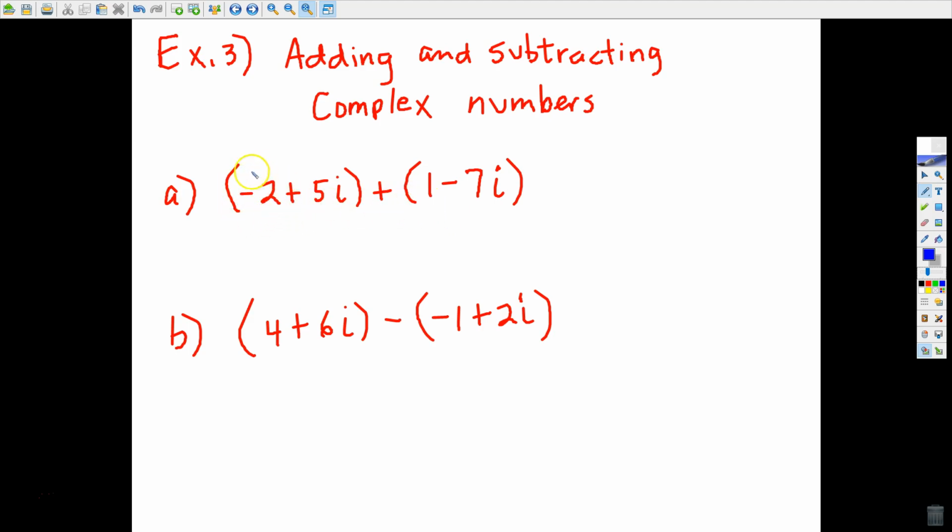So the like terms are the real numbers, -2 and 1. I just add those together. -2 plus 1 is -1. And then I have these other like terms, which are the pure imaginary numbers, 5i minus 7i. That's -2i. And so there's my answer.